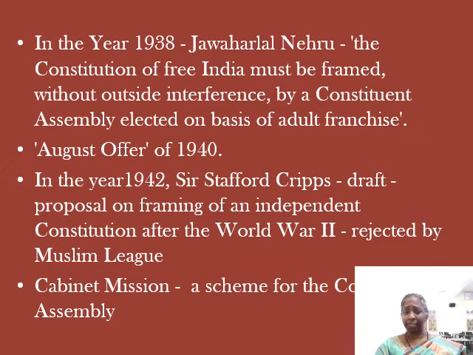Then what happened in the year 1938? Jawaharlal Nehru also started to speak about the constitution. The constitution of free India must be framed without outside interference, and he also said that it can be done by a Constituent Assembly elected on the basis of adult franchise. Do you know what I mean by adult franchise? I hope you know adult franchise is the right to vote, or the age for voting.